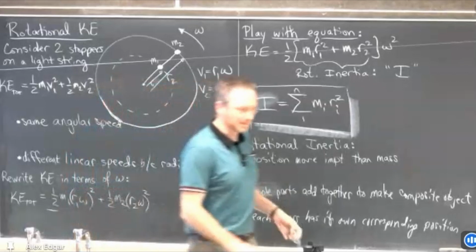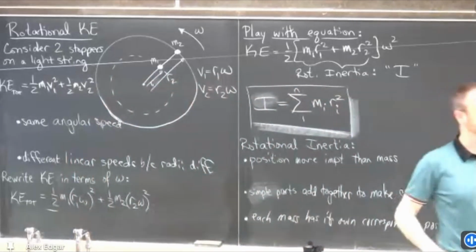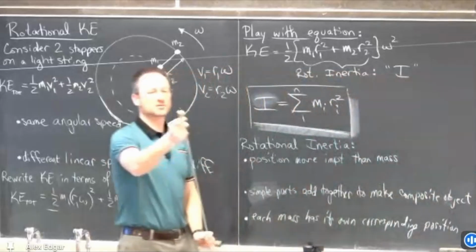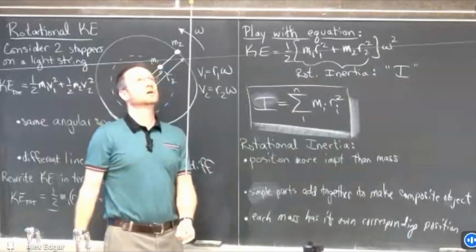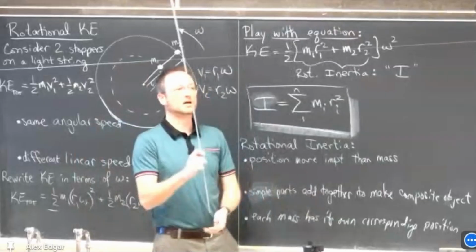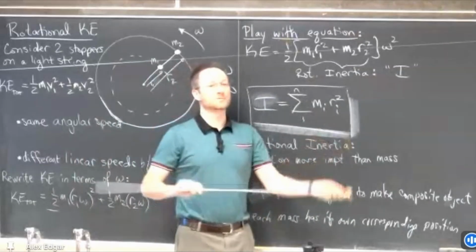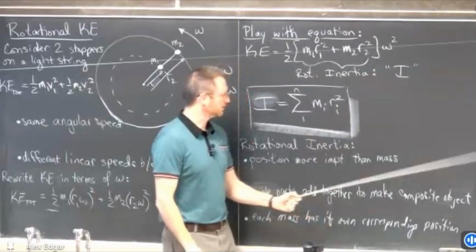Position is more important than mass. So here we go. I have this guy. If I put a mass on the end of a stick and I balance it, have I done that in here before? Did I do that when I was talking about the center of mass and balancing thing? And then did I flip it over? Right, and this falls down a lot. It's a lot harder to balance. It falls down a lot easier.